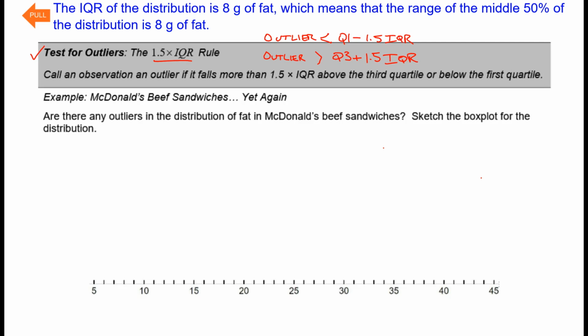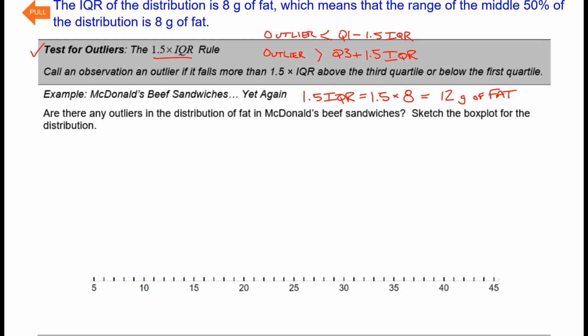Now I know I need this 1.5 times IQR number, so I'm going to go ahead and calculate that first. IQR was 8 grams of fat. 1.5 times 8 is 12. So there's my 1.5 times IQR. It's 12 grams of fat.